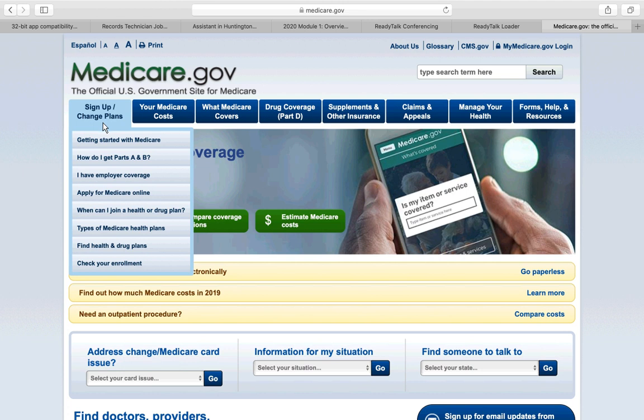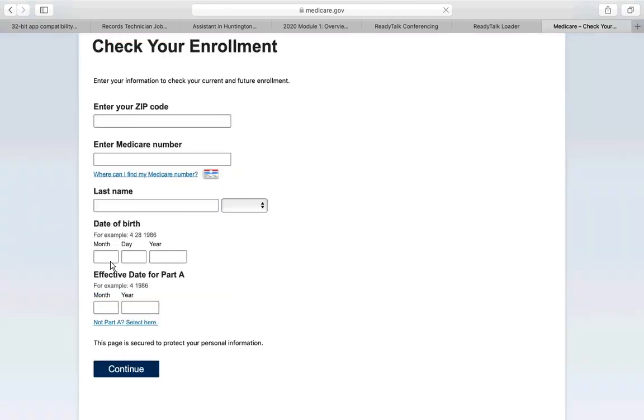When can they join a health or drug plan? That's in relation to their enrollment periods, education on types of different Medicare health plans, and then also this icon down here. If you ever run into somebody who you're wondering whether or not they have LIS, and LIS is a low-income subsidy for prescription drugs, or you just want to check what their Medicare status is, you can actually click on here, and it's very simple. You type in the zip code, the Medicare number, their last name, date of birth, and their effective date for Part A.